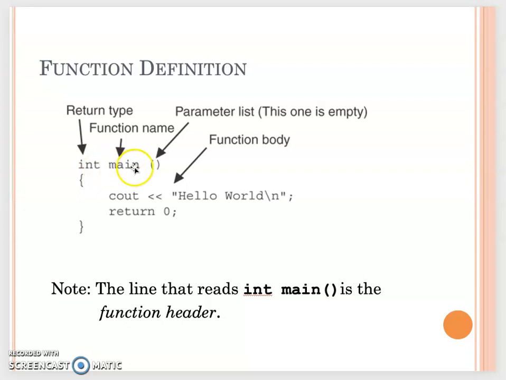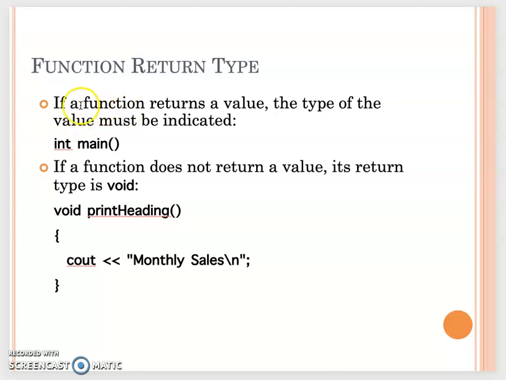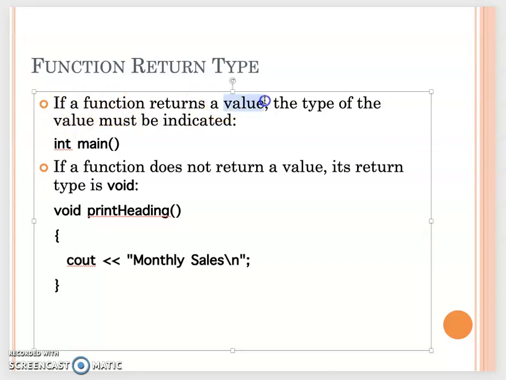So that's our example for the main function. We have the return type is int. So you see you need to return an integer at the end. Sometimes we have a function that doesn't have any return value. If a function will return a value, the type of the value should be identical. So that's why you see int main will return 0 at the end.